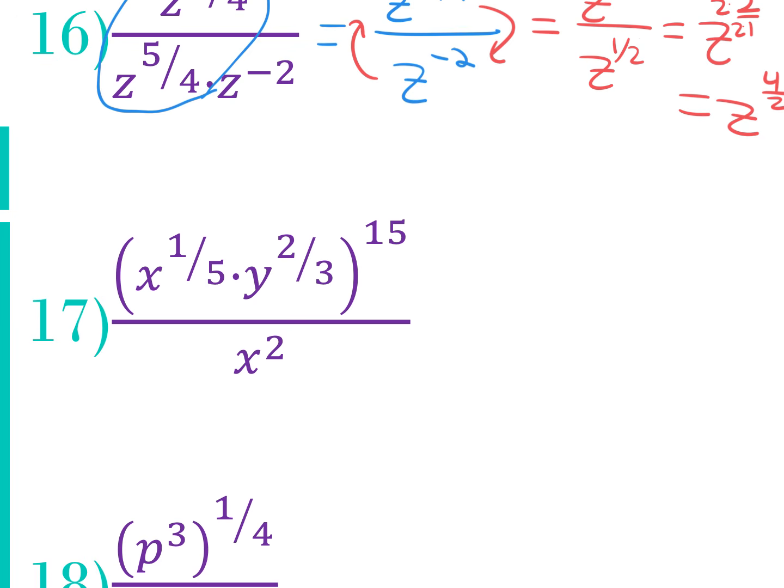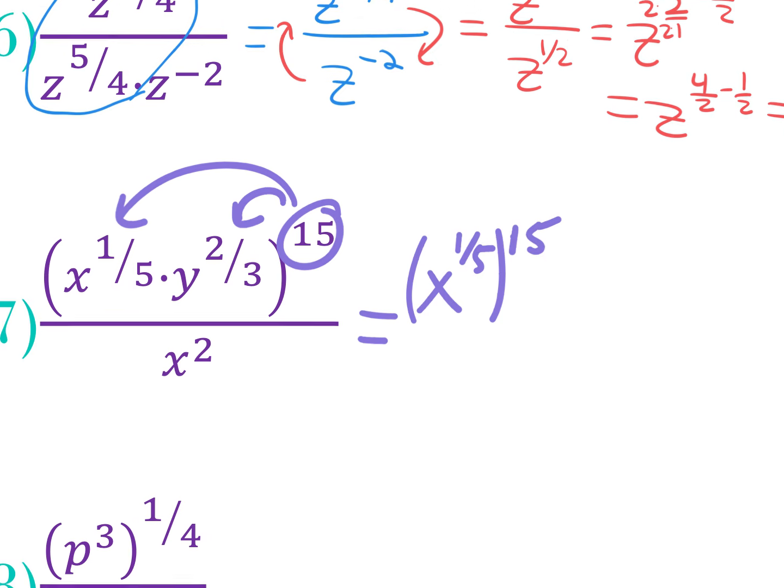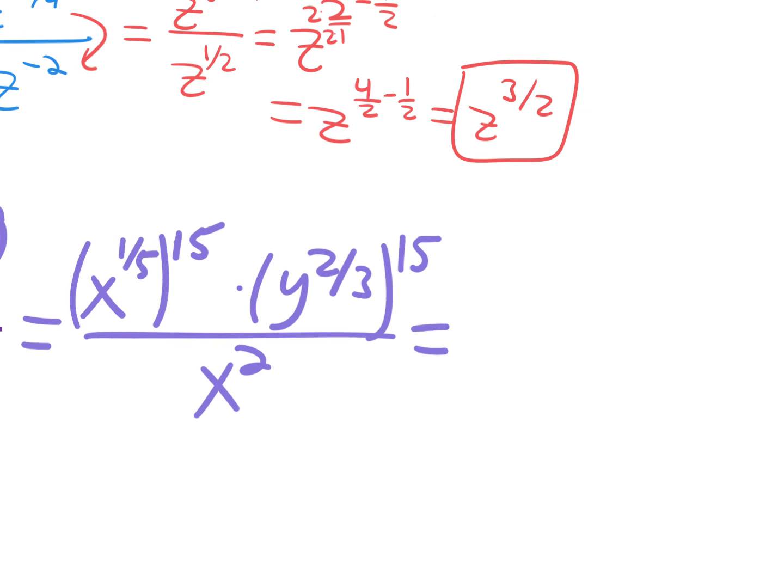Okay, what about this one? What can we do here? I want to hear from new people. All right, really good thinking. So let's distribute that 15. So then we get x to the 1/5 times 15. And then we get y to the 2/3 times 15. All right, power to a power you can multiply. And the bottom's just x squared. What do you get when you do 1/5 times 15? Just 3. What do you get when you do 2/3 times 15? Good. And then over x squared.